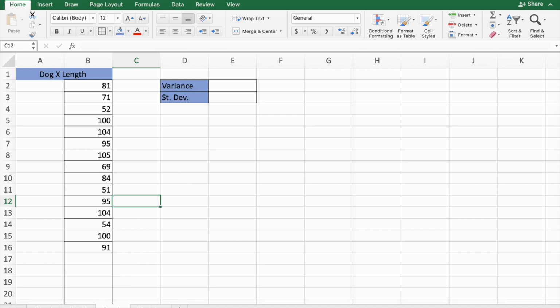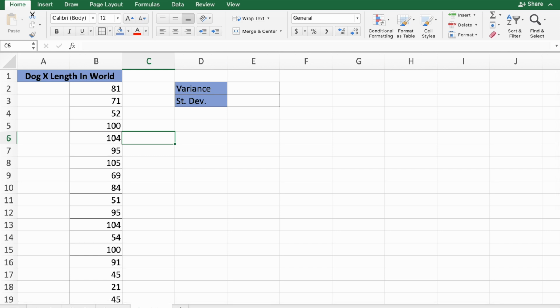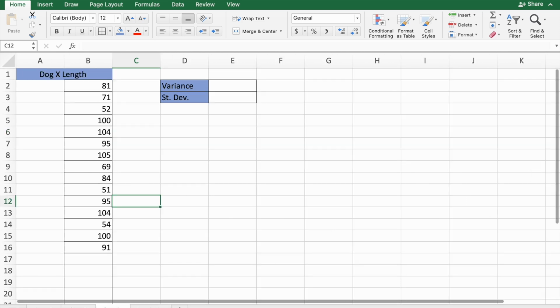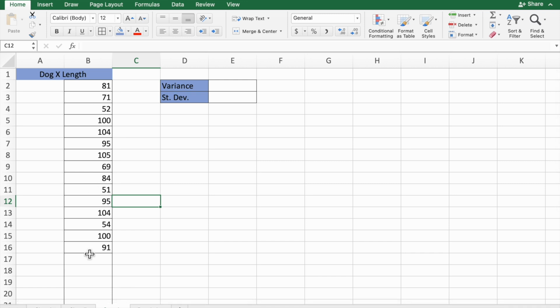So first we will find out sample variance, how to calculate sample variance. Okay, so here you will see I have a data. Dogs x length. Okay, and this is the data. So how to find out this? So what you have to do here, I am going to find out the variance.